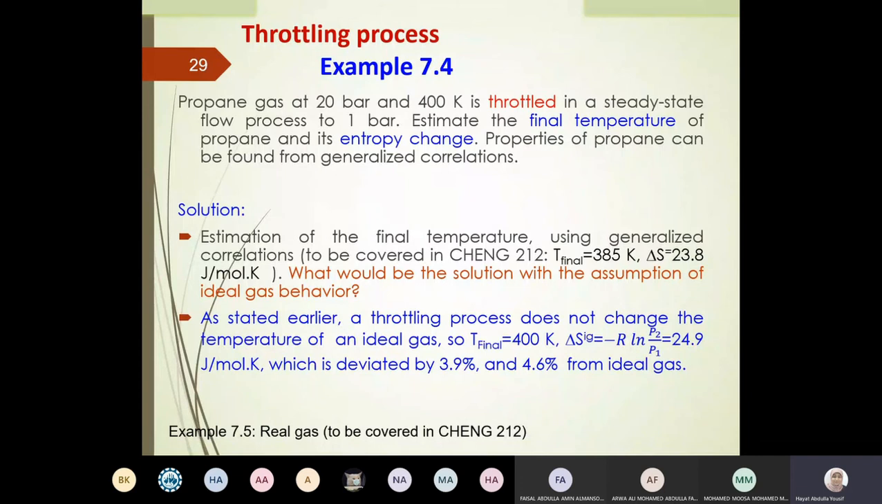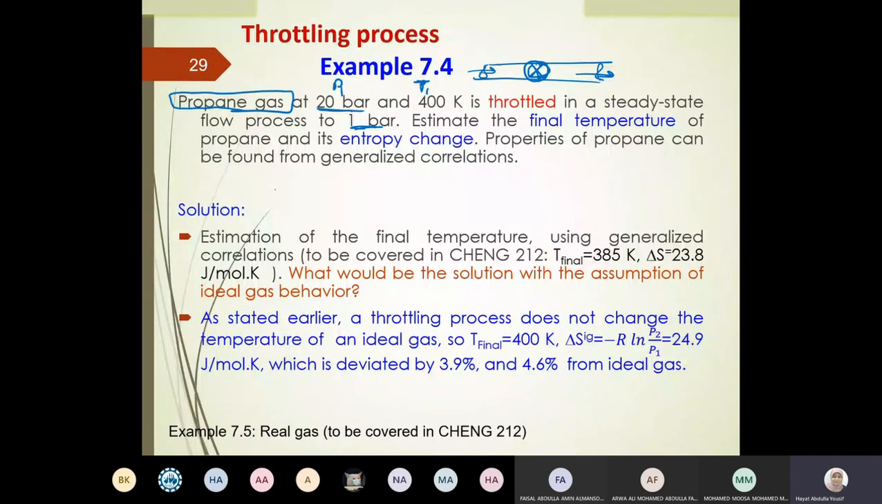Here, this is the last thing I want to show about the throttling process. Actually, I don't want you to solve this example. This example, I want to comment on it rather than to solve it. Here I have propane gas. And remember that's propane, that is not steam. The initial pressure was given and the initial temperature was given. It says that it is throttled. I have it passed through a throttling device. But the point here is that the pressure gets decreased from 20 bar to 1 bar. And they were asking how much is the final temperature.